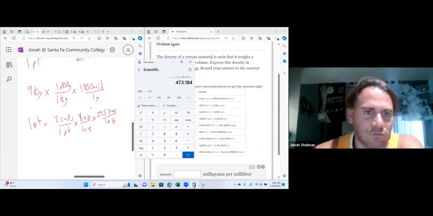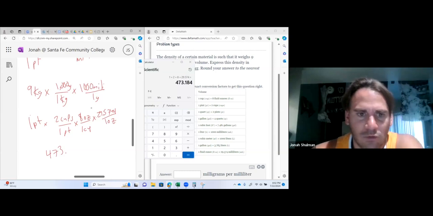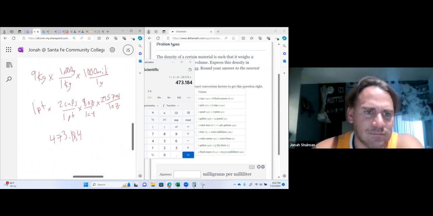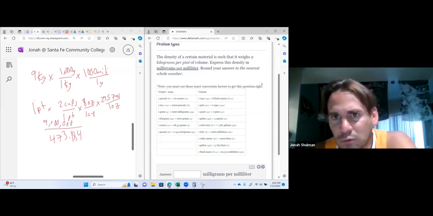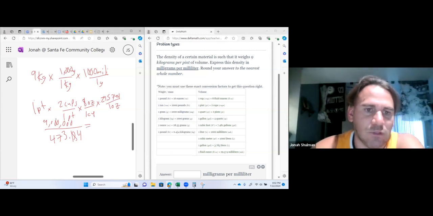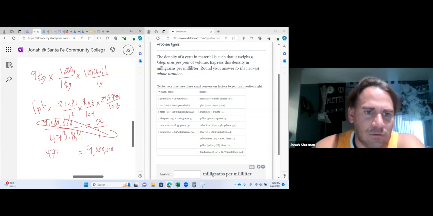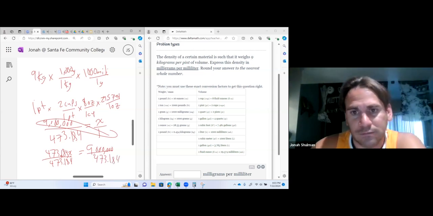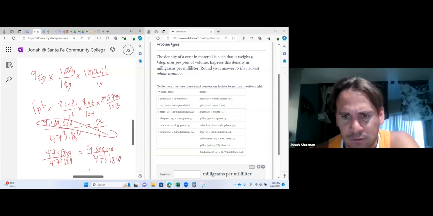All right, so this is the bottom, 473.184. And here's the top, 9 with 6 zeros behind it. Well, we want it per what? 1 milliliter. So I want this to be 1, and I'm going to make this X. So I just have to cross multiply. So we just divide it. And this will give us per 1 milliliter. So there's your final answer.